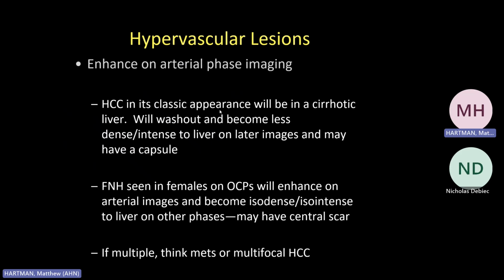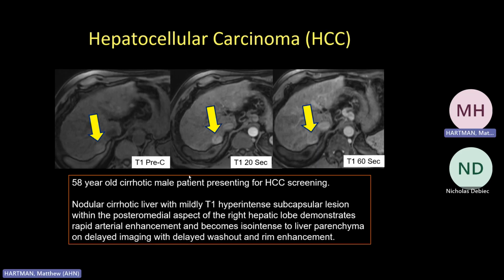HCC is a classic one, especially if you have a cirrhotic liver. It will enhance on arterial phase and wash out. If it's multiple hypervascular lesions, be thinking metastases or multifocal HCC. So here is an MRI.